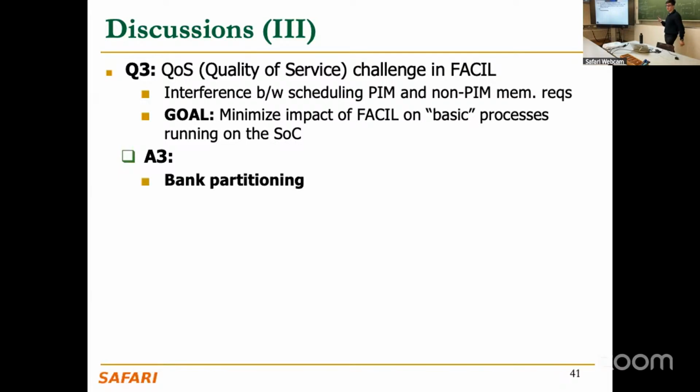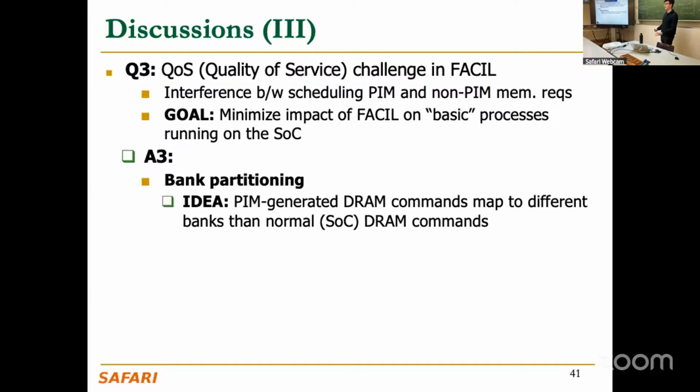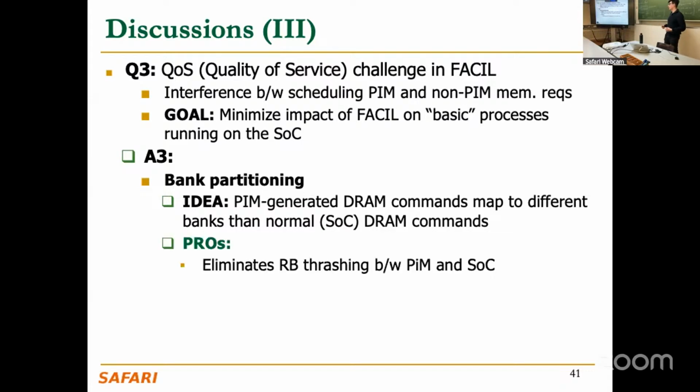So I thought about some static bank partitioning, basically split the set of banks into two disjoint subsets, one for PIM and one for SoC. The PIM generated DRAM commands are going to go to the PIM banks, and the same for the SoC. There are some pros in this way. This way we could eliminate the row buffer thrashing between PIM and the SoC, because now the banks that they target with their DRAM commands are completely independent.